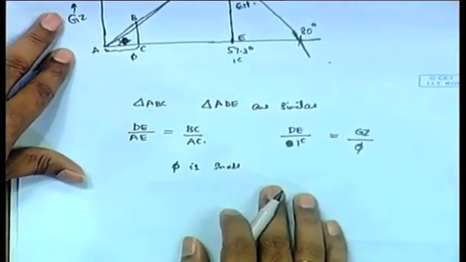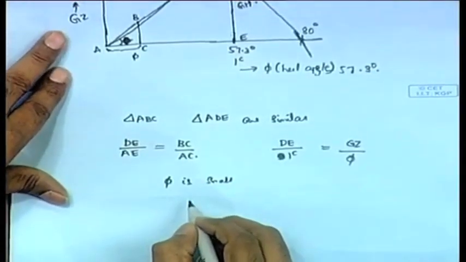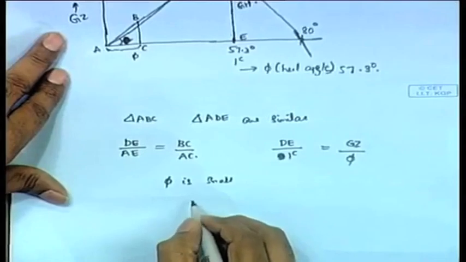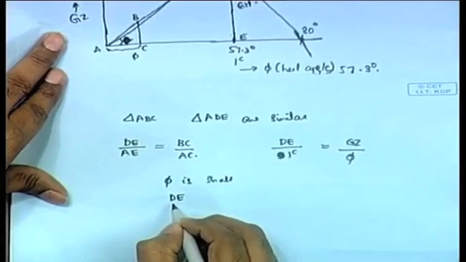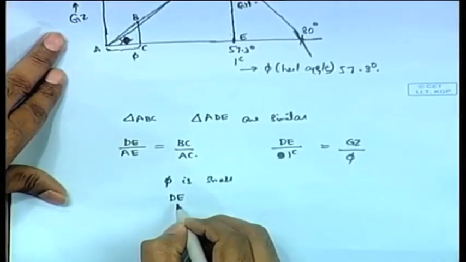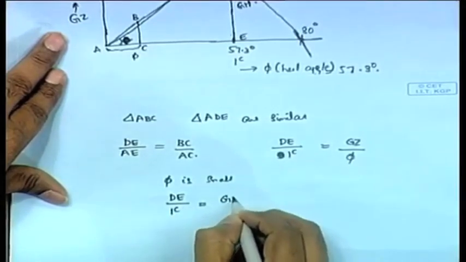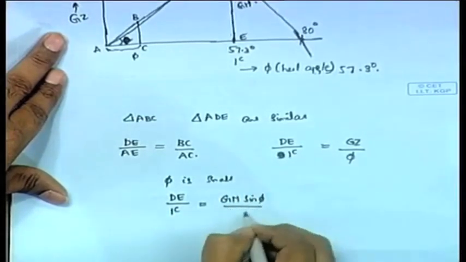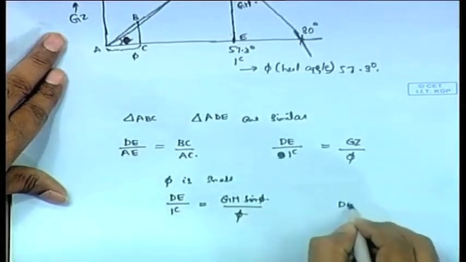There is a problem in this, but this is what this book does. So phi is small, therefore DE divided by A is 1 radian is equal to GZ. I write it as GM sin phi divided by phi. Again the concept comes, phi is small. If you assume that phi is small, then sin phi is equal to phi. Therefore sin phi and phi you can cancel out. Therefore DE becomes equal to GM.